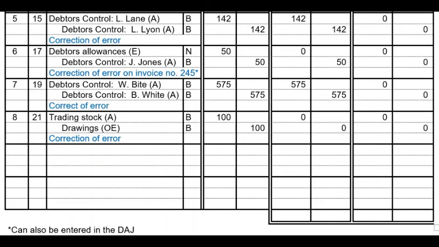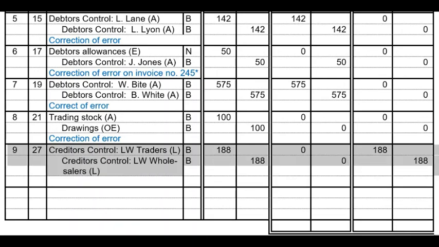Then on the 27th, merchandise returned to LW traders and recorded in the CAJ for 188 Rand was incorrectly debited against the account of LW wholesalers. Okay, so when we send stock back to a creditor, we will debit the creditor's account, but the problem is we debited the wrong creditor. So we have to go and debit LW traders, that's the creditor that we actually send the stock back to. We have to credit LW wholesalers because we didn't send the stock back to them. Okay, and we accidentally debited their account, and it's just a correction of error.